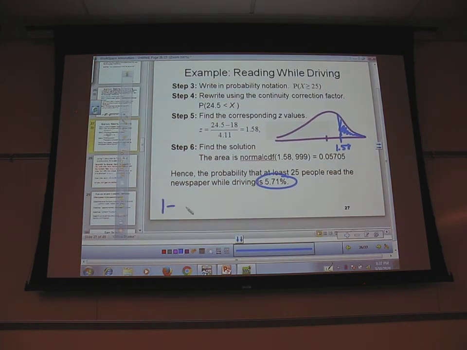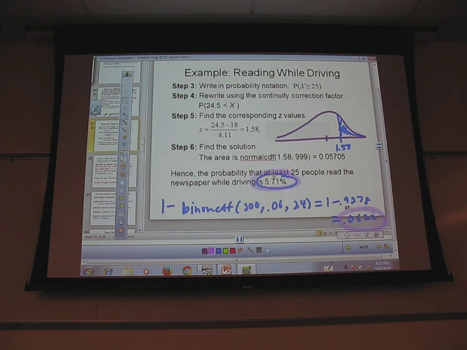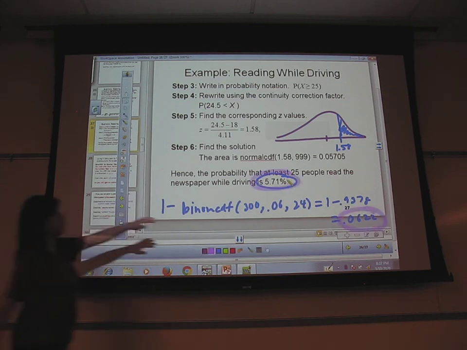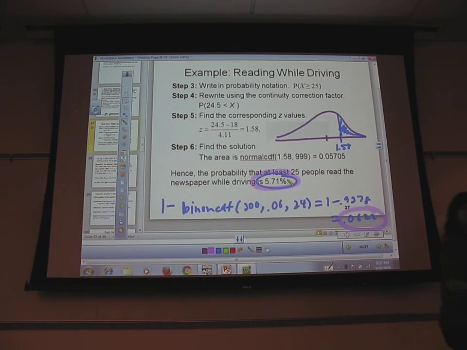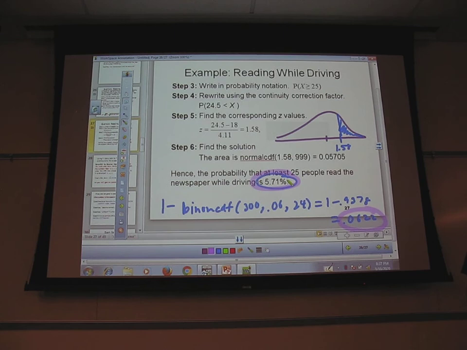So that means I could do 1 minus binom CDF of 300, comma 0.06, comma 24, and I'd get 1 minus 0.9378, which is 0.0622, which is pretty close, right? If you look at these two, they're not that far off. They both are around 6%. They're off like 0.5%. That's because this is an approximation, and this is the actual number.